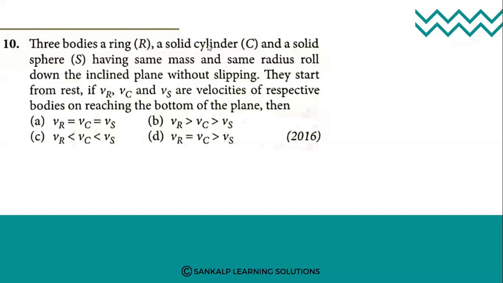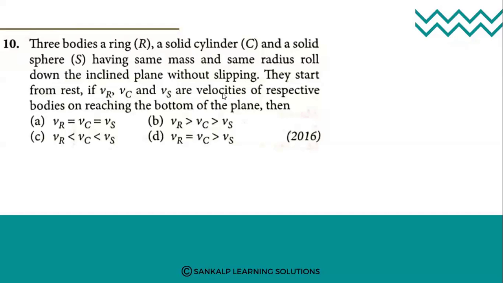Three bodies, a ring, a solid cylinder and a solid sphere having the same mass and same radius roll down the inclined plane without slipping. Okay, so three bodies are simultaneously rolling here. You have a ring, a solid cylinder and a solid sphere. Okay, they start from rest.